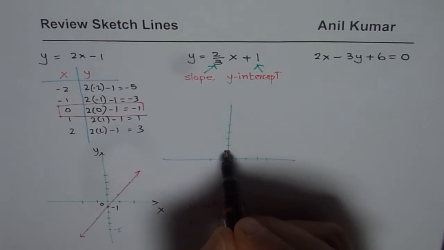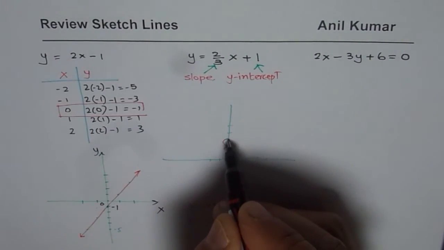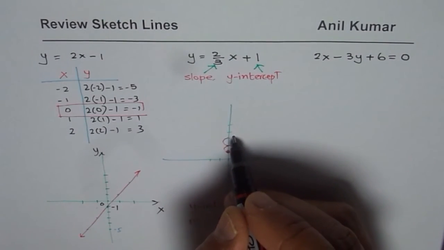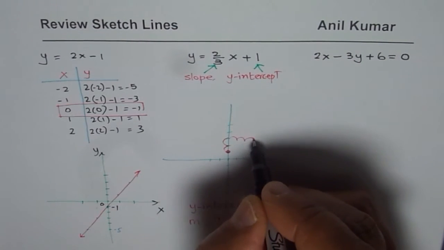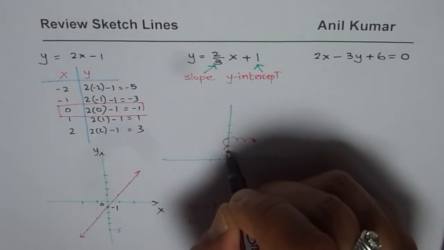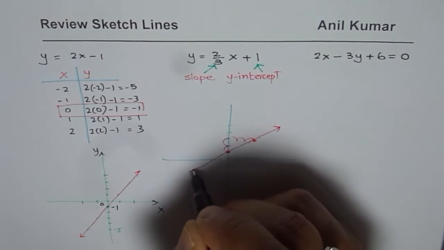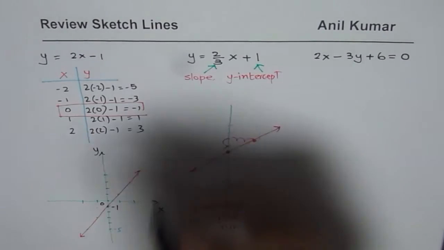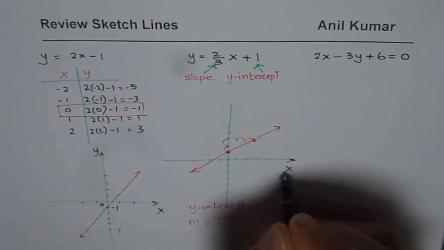So from here, move 2 units up, that is the rise, and 3 units to the right, because it is positive, right? So 1, 2, 3. So you get another point. Join these 2 points. So once you join these 2 points, you get a straight line which is represented by the equation. So that becomes the graph of the given equation.